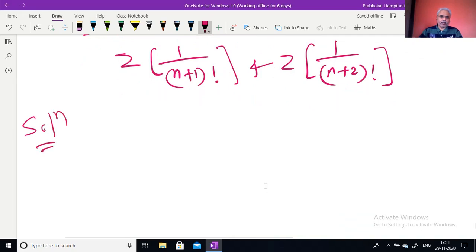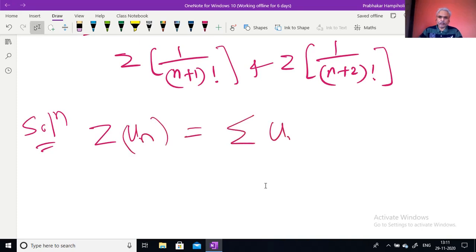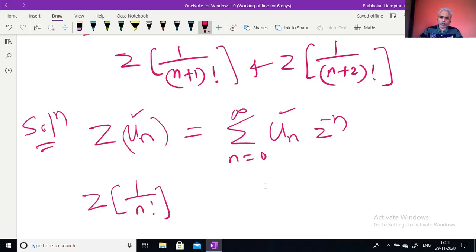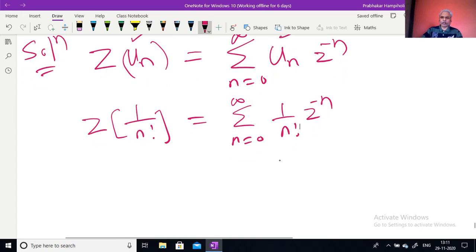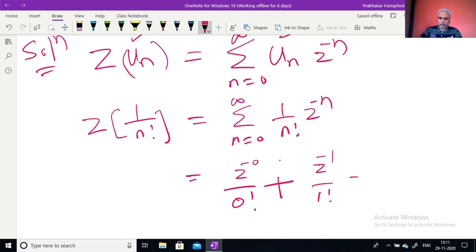First of all, we are asked to find the z transformation of 1 by n factorial. But what is the basic definition of z transformation? Summation of un z raised to minus n, n equal to 0 to infinity. Every day once you should write this. Now instead of un, I will write 1 by n factorial. Now I will expand this summation. Go on putting n equal to 0, 1, 2, 3 and add them. For n equal to 0, z raised to minus 0 divided by 0 factorial, both are 1. Plus, summation means you have to go on adding, z raised to minus 1 by 1 factorial, z raised to minus 2 by 2 factorial, z raised to minus 3 by 3 factorial, and so on and so forth, an infinite series.